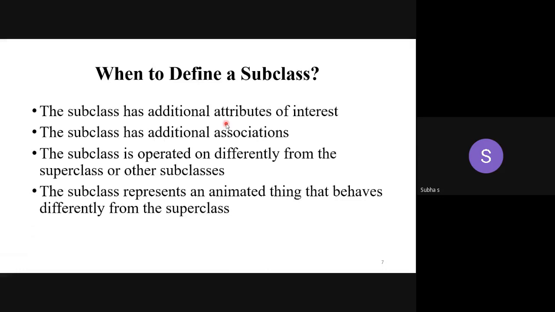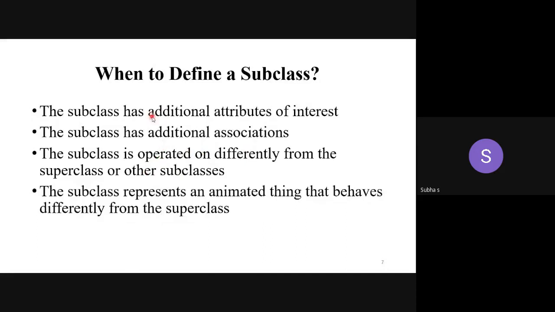Second, also it is related: the subclass has additional association. It can have some other extra association with other classes also. It's not necessary that it should associate only to the superclass. It can have some additional association to other classes. Next, third one, the subclass is operated on differently from the superclass or other subclasses. That means different operations.